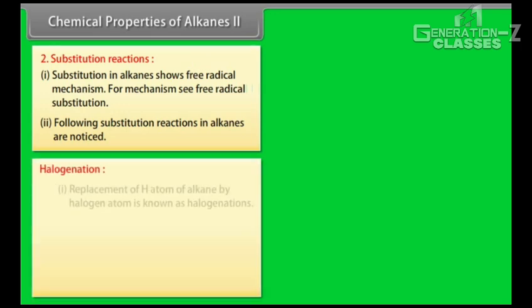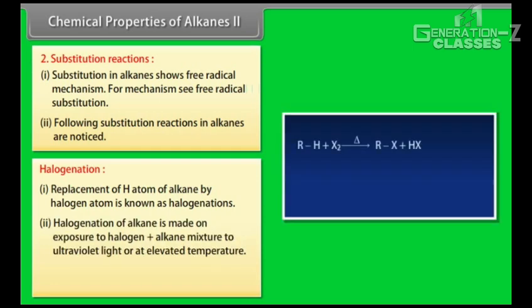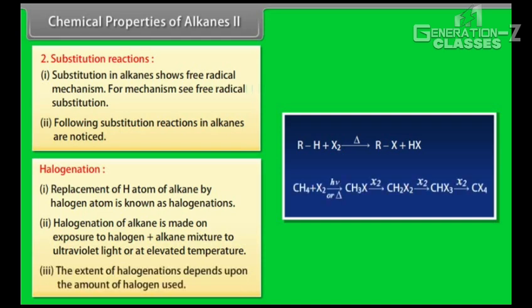Halogenation. Number 1. Replacement of a hydrogen atom of an alkane by a halogen atom is known as halogenation. Number 2. Halogenation of alkanes is carried out by exposing the halogen plus alkane mixture to ultraviolet light or elevated temperature. Number 3. The extent of halogenation depends upon the amount of halogen used.